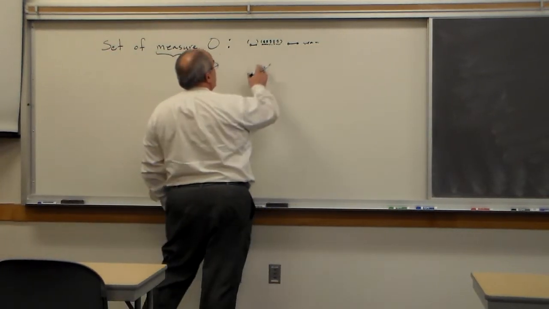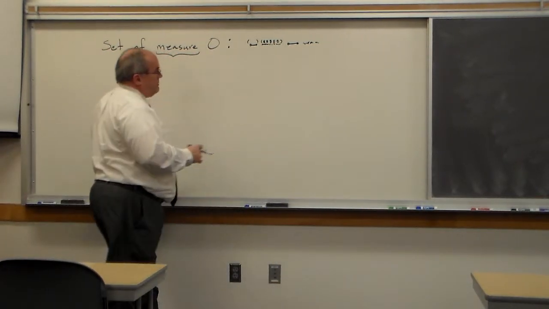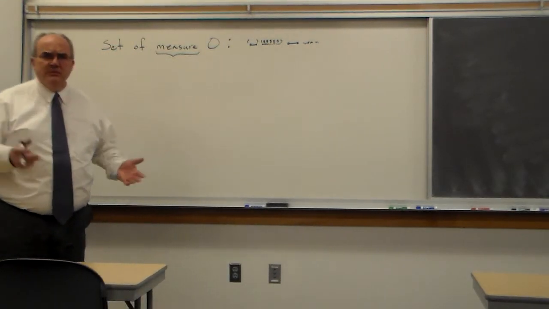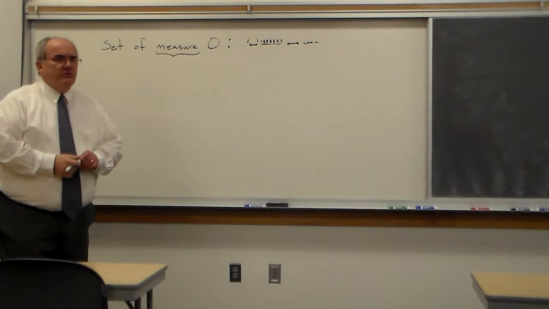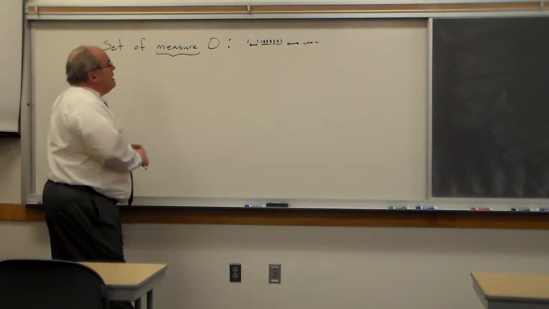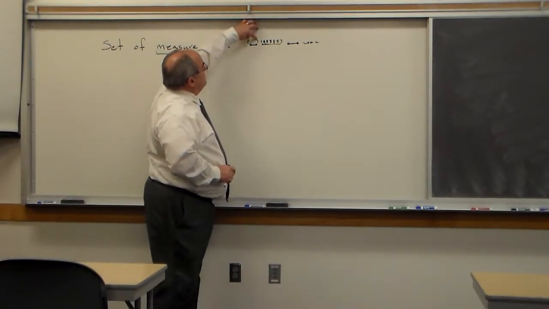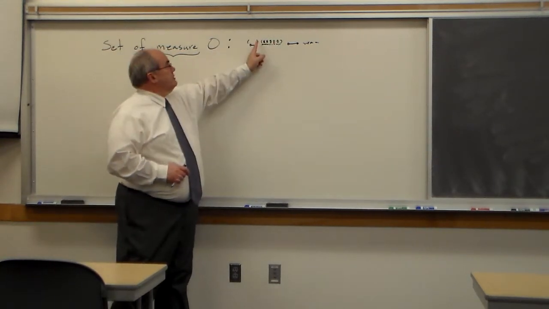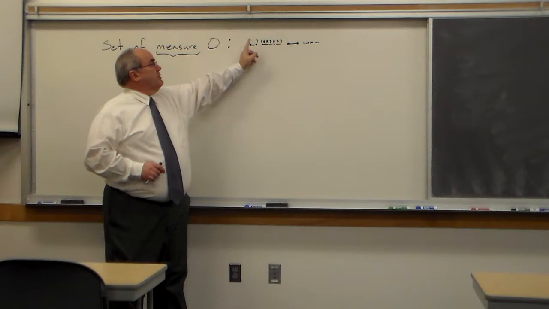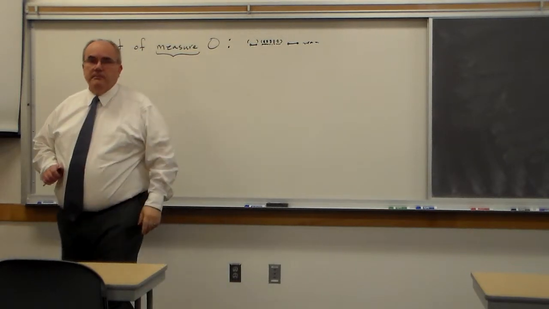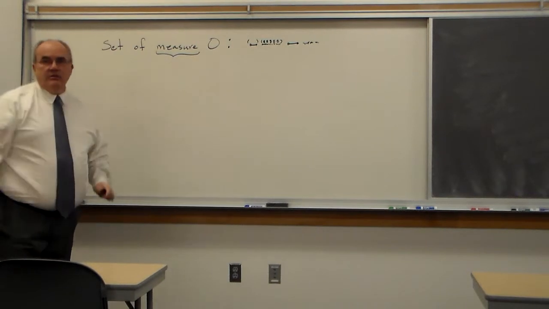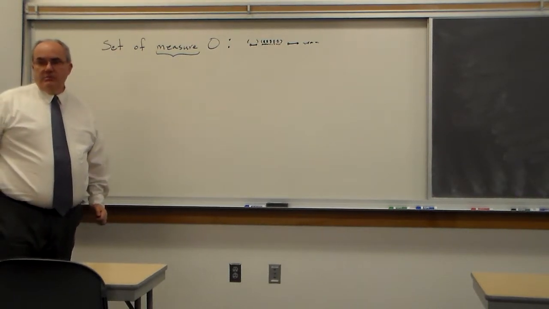So we have an open cover of our set. Then we know how to define the length of each of these open sets. It's just the upper endpoint minus the lower endpoint. And we can add up the lengths of all of those open sets.